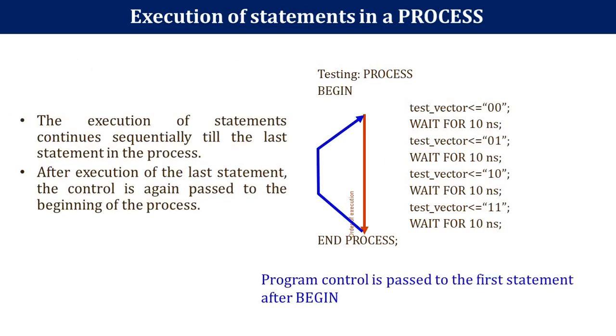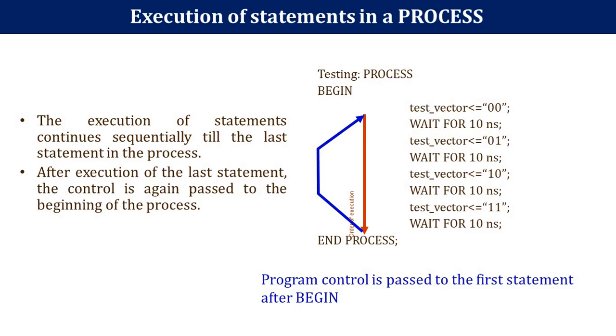Now, what is the execution of statements? How are they going to be executed? The execution of statements in the process takes place sequentially till the last statement in the process, means one by one. First, it will apply the test vector 00. Then it will wait for 10 nanoseconds so that the result can be generated. Then we will apply the second test vector 01. Again, it will wait for 10 nanoseconds for execution. In this way, up to the last test vector. And after execution of the last statement, again control goes to the beginning of the process. Means in this way the process continues till an event occurs on the input.